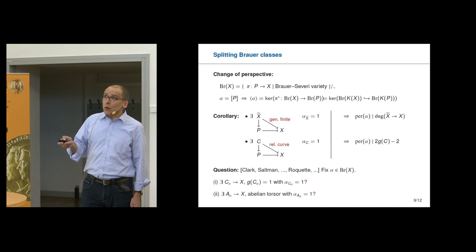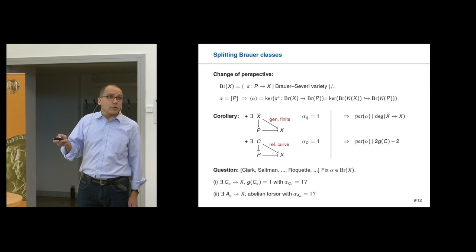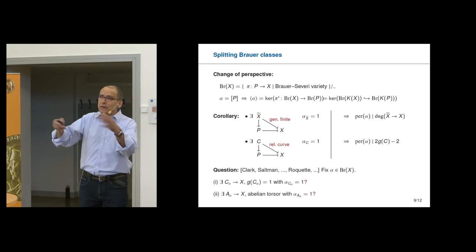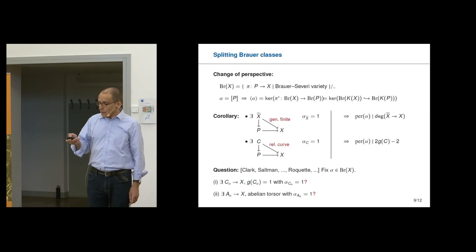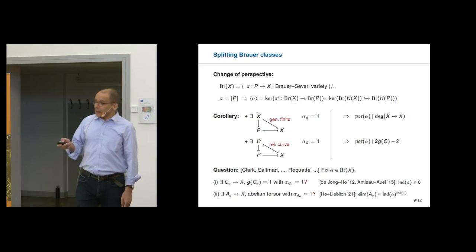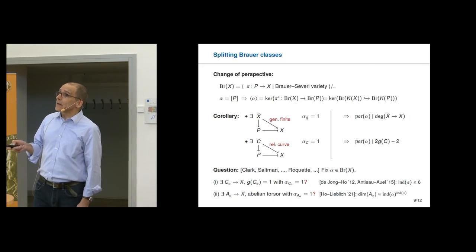No, it will be trivial on the whole thing, because the Brauer group of this thing injects into the Brauer group of the function field. So once you have it on the generic point, you also have it on the whole thing. So there are some results that show there is something that you can do.